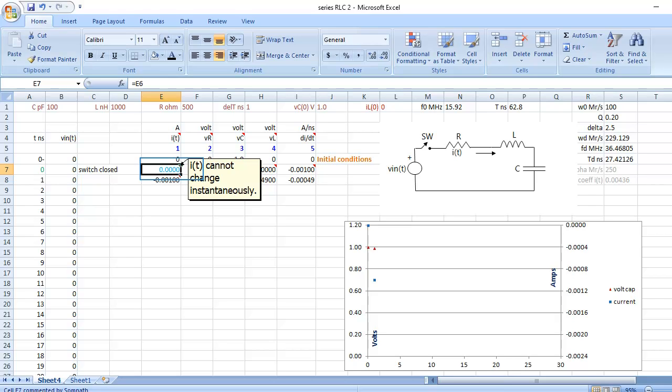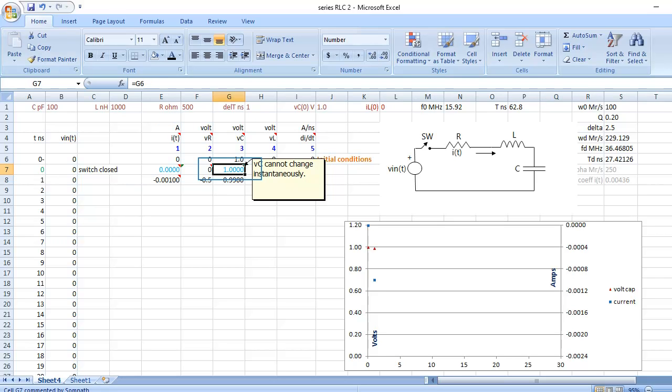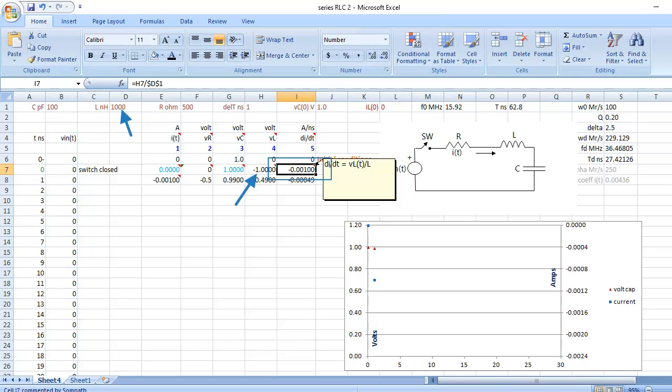Let us consider the instant immediately after closing the switch. Current through inductor cannot change instantaneously, and therefore will be same as before closing the switch, that is, the initial condition. Voltage across resistor calculated as shown. Voltage across capacitor cannot change instantaneously, and therefore same as that before closing the switch, that is the initial condition. Voltage across inductor determined using KVL as shown. Rate of change of current calculated as shown.